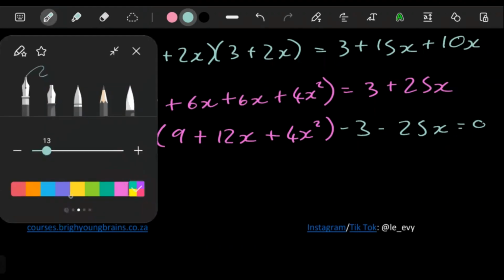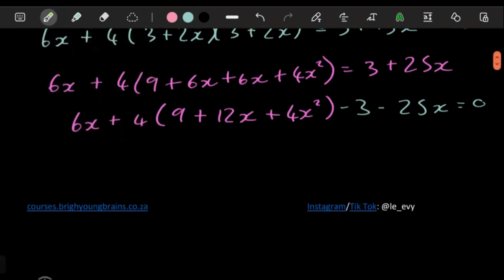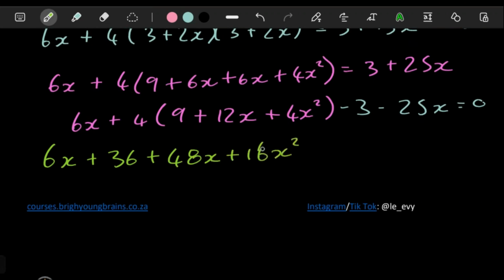And then let's see. So what do we have now? This is going to be 6x. 4 times 9 is 36. So this is 36. 4 times 12 is 48. 4 times 4 is 16. There we go. -3 minus 25x equal to 0.